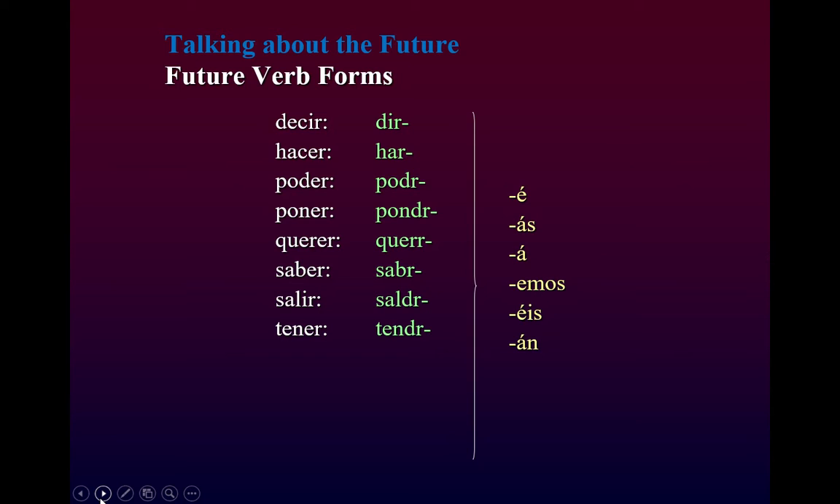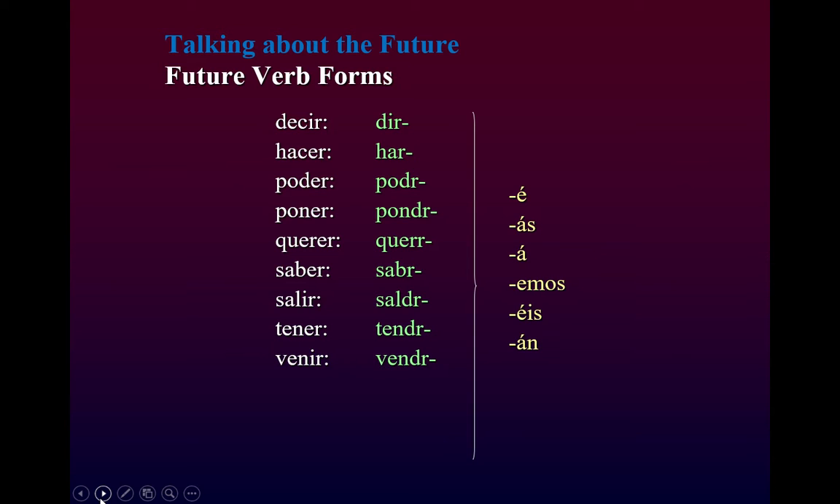The verb tener becomes tendré. So I will have, tendré. I will have a good job. Tendré un buen trabajo. Don't forget the verb tener is used with a lot of other expressions. For example, remember tener que means to have to. So tendré que would mean I will have to. Tendré que salir, I will have to leave.